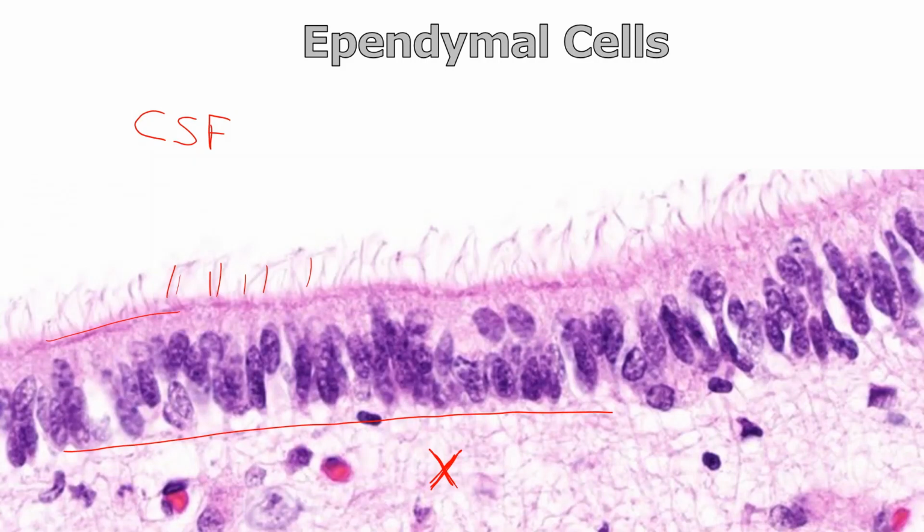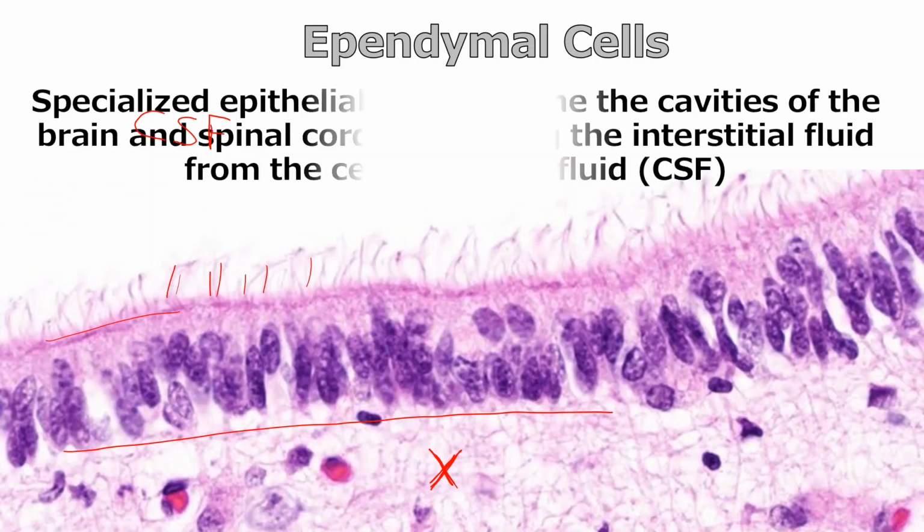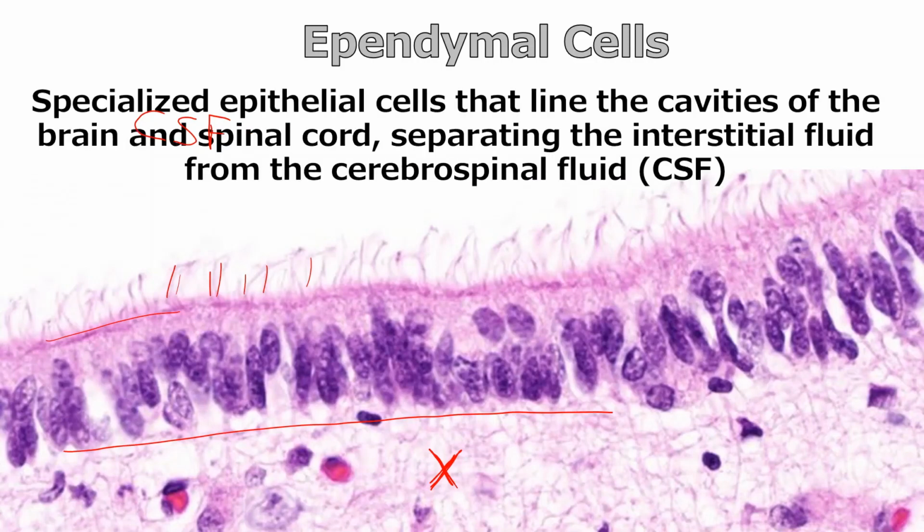I always thought that ependymal referred to something like a jacket, like it was a jacket coating the neural tissue. They are specialized epithelial cells, and they line these cavities like the ventricles of the brain and the central canal of the spinal cord. Ultimately, their job is to separate the interstitial fluid of the nervous tissue from the cerebrospinal fluid, just like this picture is showing. Now, tanycytes are kind of cousins to the ependymal cells.